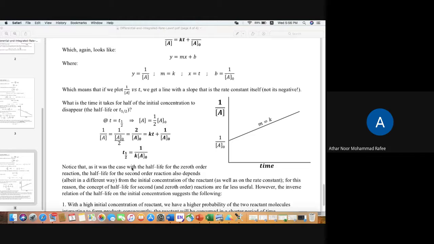Yes, sir. Okay, so if in any math the value of T half is given and the constant is given, then we can calculate the concentration of A naught, right? Yes, sir. Okay, and if the concentration of A naught is given and the K value is given, we can also calculate the T half, right? Yes, sir.